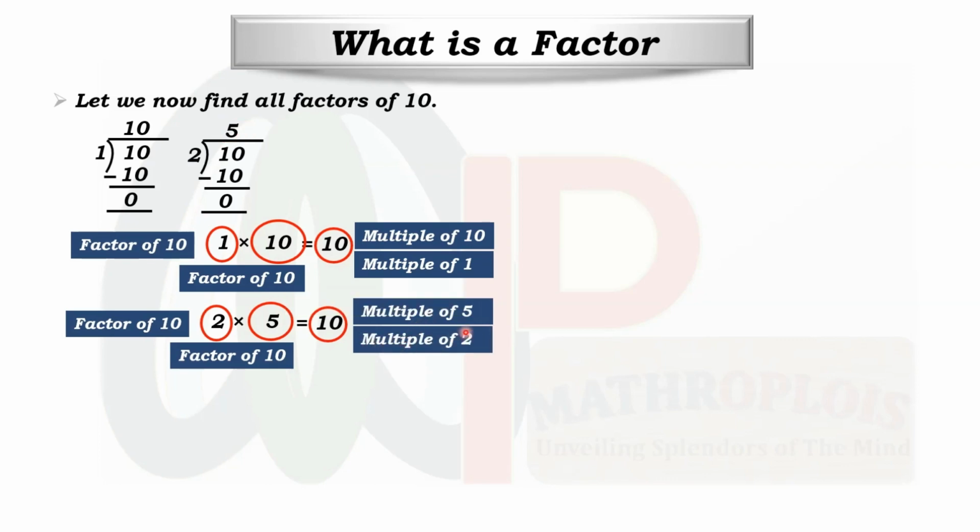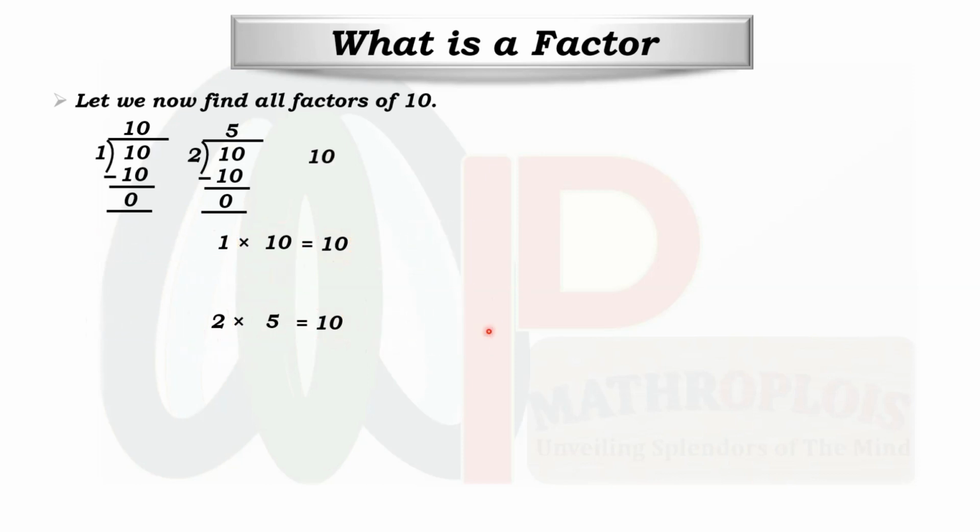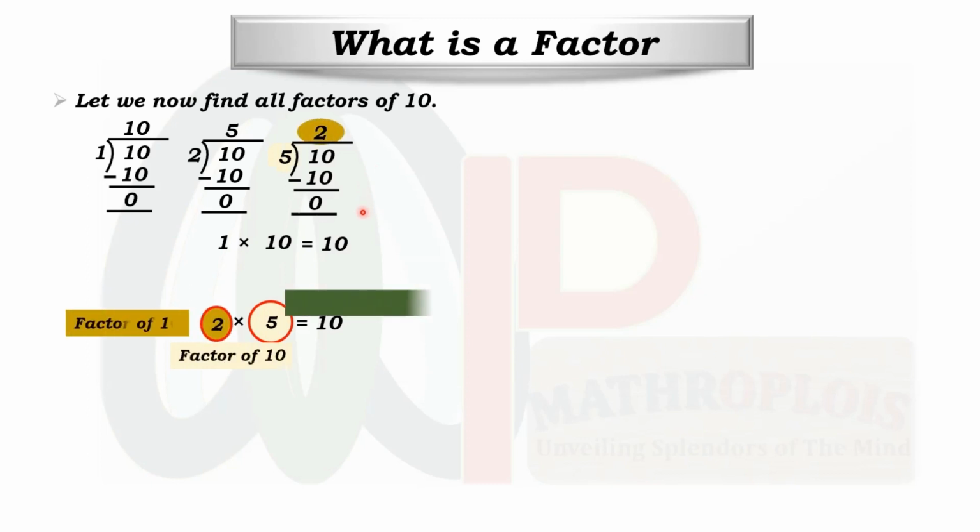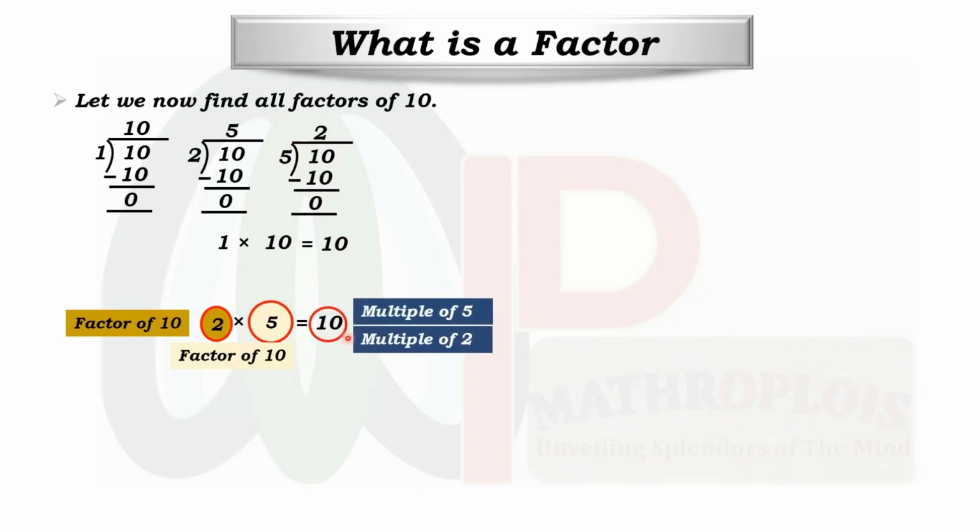Divide the number 10 with the next divisible number, 5. 10 has been divided completely without leaving any remainder. 5 multiplied by 2 gives the product 10. 5 and 2 are factors of 10. Here 5 is divisor and 2 is quotient. And the product 10 is a multiple of 5 and 2.